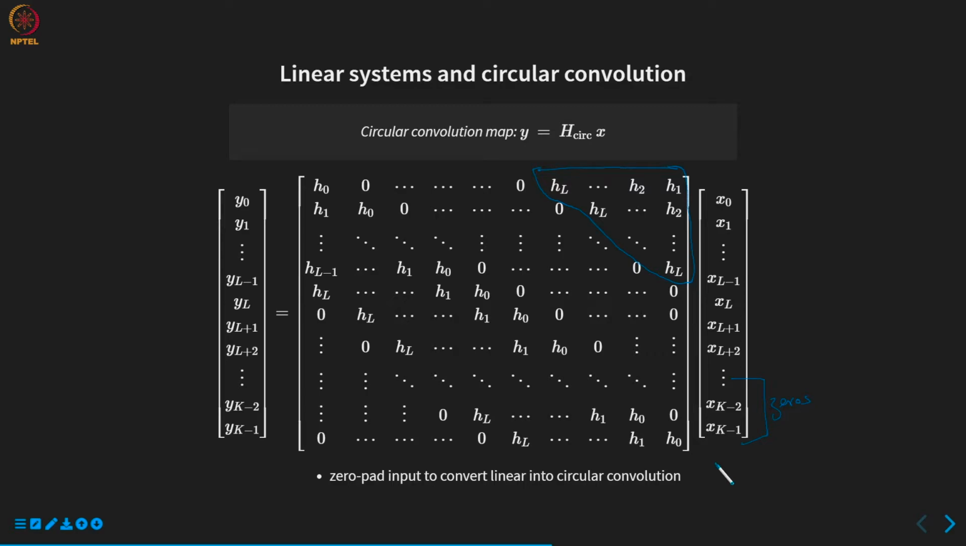So row i plus 1 equals circular right shift of row i. Okay, so this is very important. Okay, so such matrices are called circulant matrices.